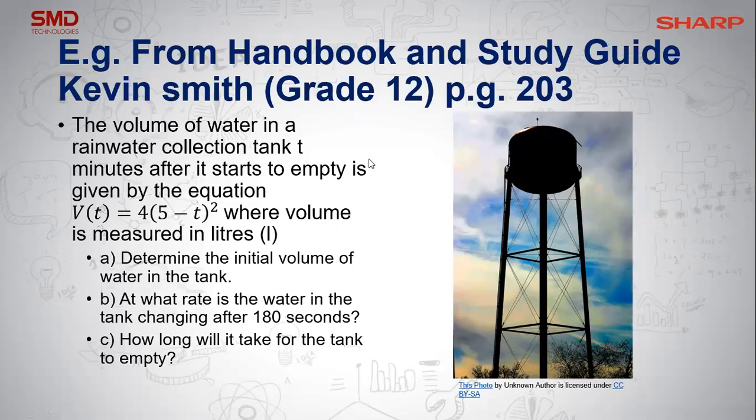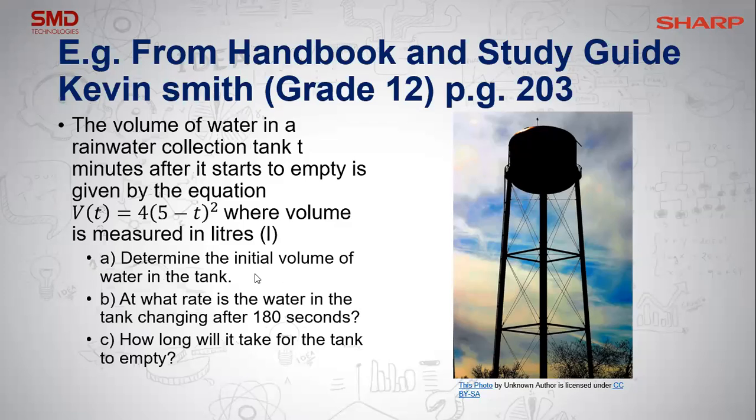Okay, then the last example is for optimization. So from Kevin Smith's grade 12 textbook, which is a fantastic textbook, I think it's really awesome, I've just taken a question from page 203. So the question is: the volume of water in a rainwater collection tank t minutes, and pay attention to that, after it starts to empty is given by the equation V of t is equal to 4 times (5 minus t) squared, where the volume is measured in liters.